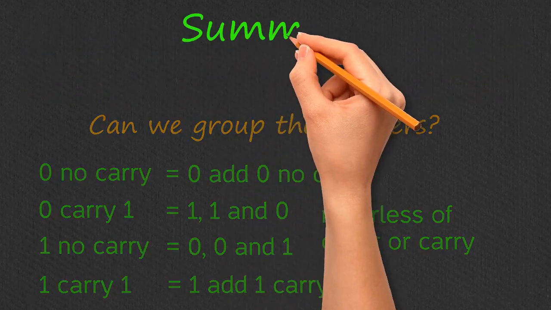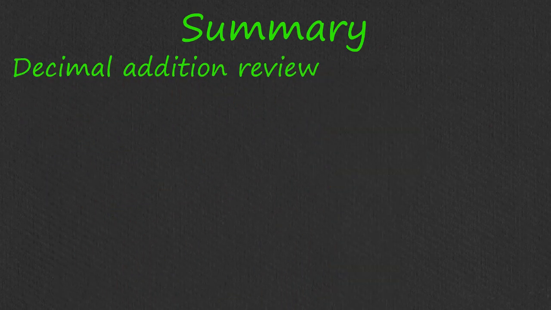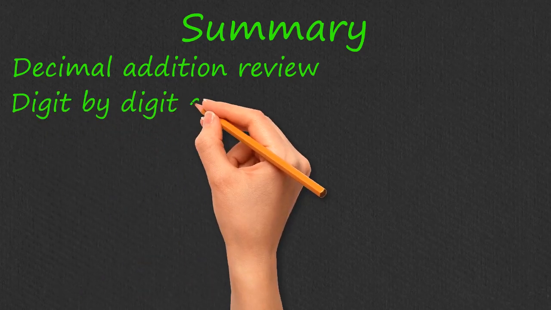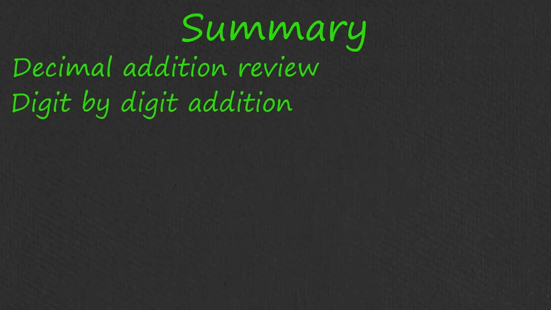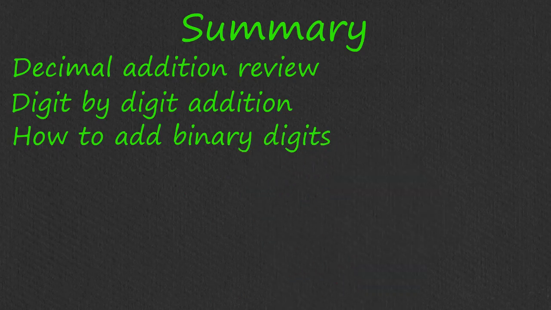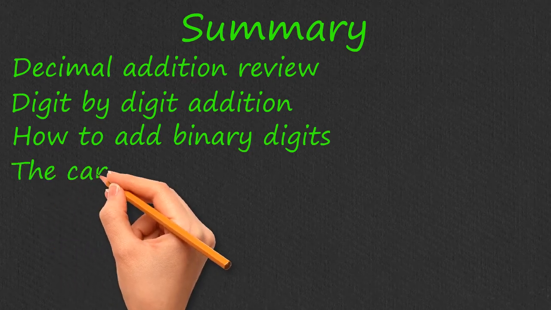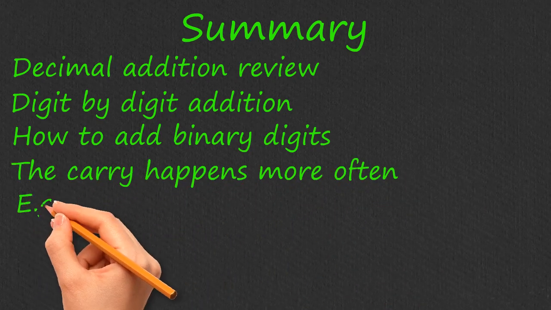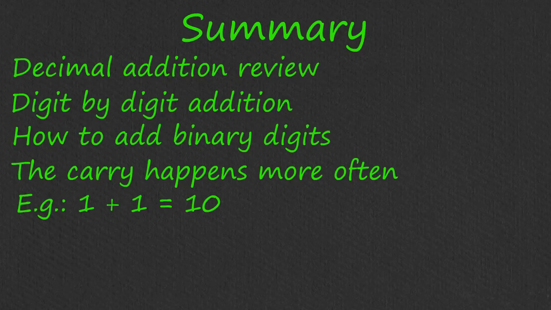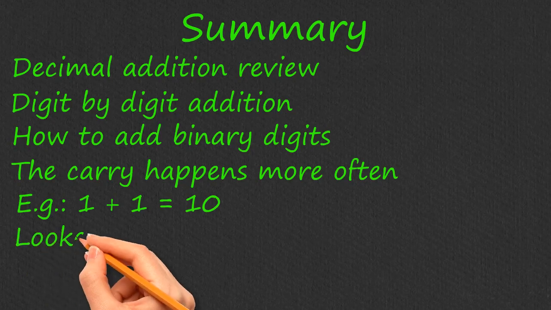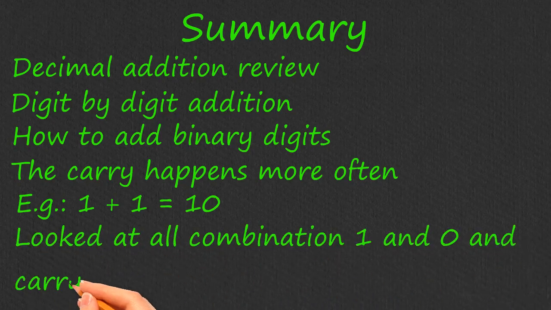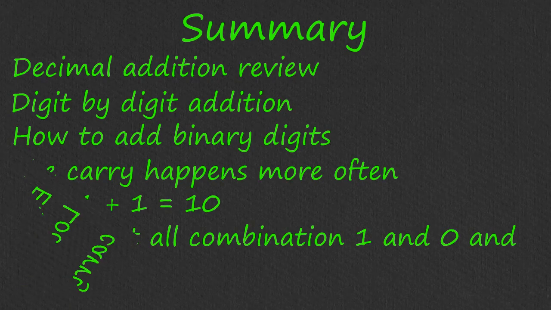Now let us summarize what we covered in this video. Once we reviewed how decimal addition works and remembered that we add numbers together digit by digit, we looked at how individual digits of binary numbers can be added together. We followed the same procedure but established that when adding binary numbers, the carry will happen much more often. For example, 1 add 1 is 10 in binary, so the solution is already a double-digit number and we need a carry. Once we looked at all the different ways the binary digits of 1 and 0 can be added together, not forgetting the carries, we presented our findings in a neat table.